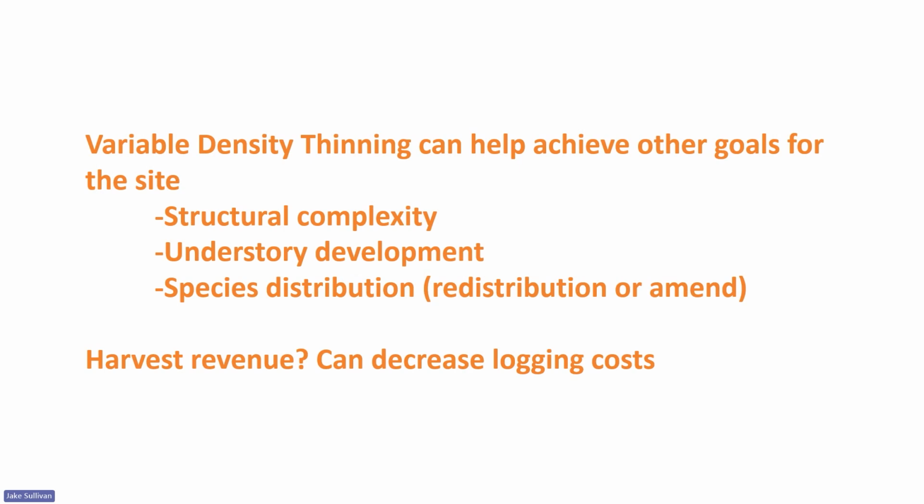Variable density thinning specifically can help achieve a few other goals without natural disturbance. If you want to get some structural complexity, variable density thinning gives you the options there. And then any thinning is going to help understory development. If light's not reaching the floor, you're probably not going to have much of an understory. And in variable density thinning, where there's patch cuts, that's where you have the opportunity to change the species distribution with artificial regeneration in openings, and where you're thinning, selecting the species if you have a mixed stand.